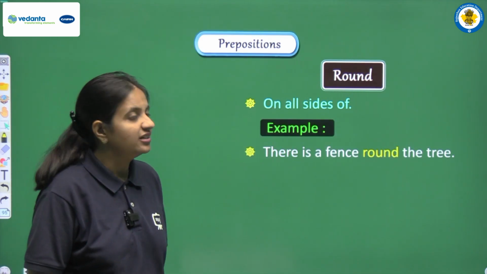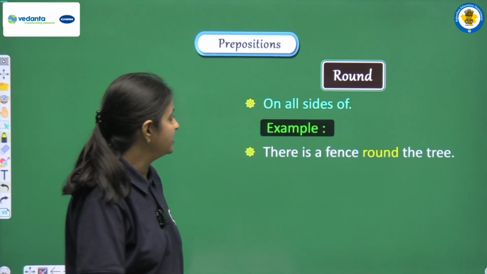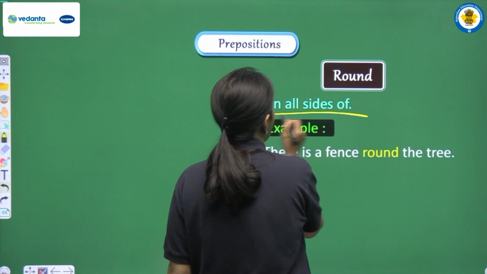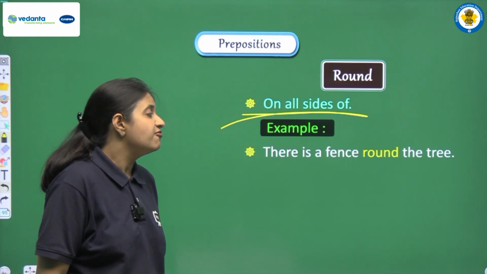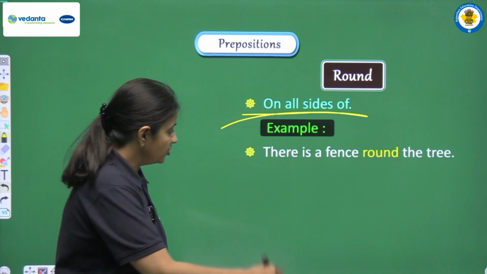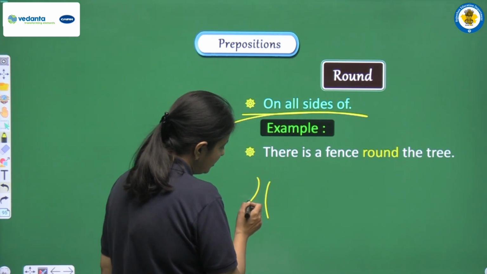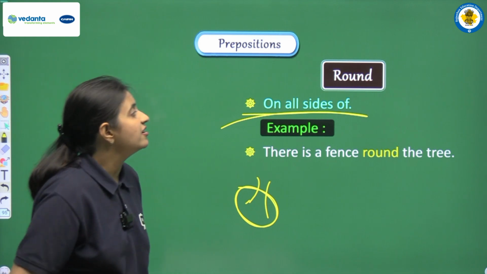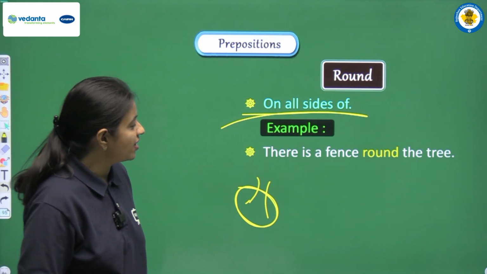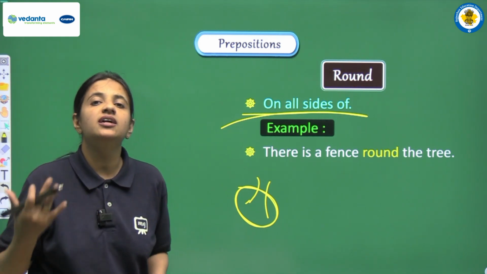Next preposition we are having is "round". So let's see, it is used to show on all sides of. Let's see the example. There is a fence around the tree. So suppose there is a tree, and we are saying that round the tree there is a fence. So when we are having round in a sentence, with the help of round, we can show all the sides of something.